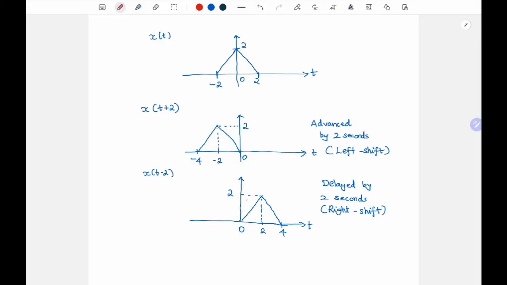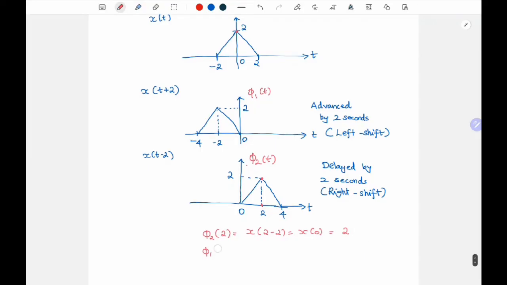So you can also find this mathematically, right? For example, if you want to find the value of this waveform, let's call this phi 2 of t and this is phi 1 of t. I want to find the value of phi 2 of t at t equal to 2, so phi 2 of 2. What will it be? You just need to substitute here. So x of 2 minus 2 is nothing but x of 0, right? Whatever value is here is nothing but the value at x of 0, which is nothing but 2.